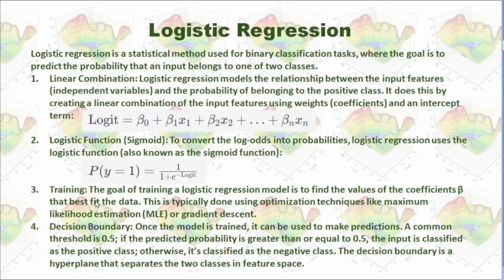Then we are going to train our model. Lastly, we are going to decide the decision boundary. Usually, a common threshold is 0.5.